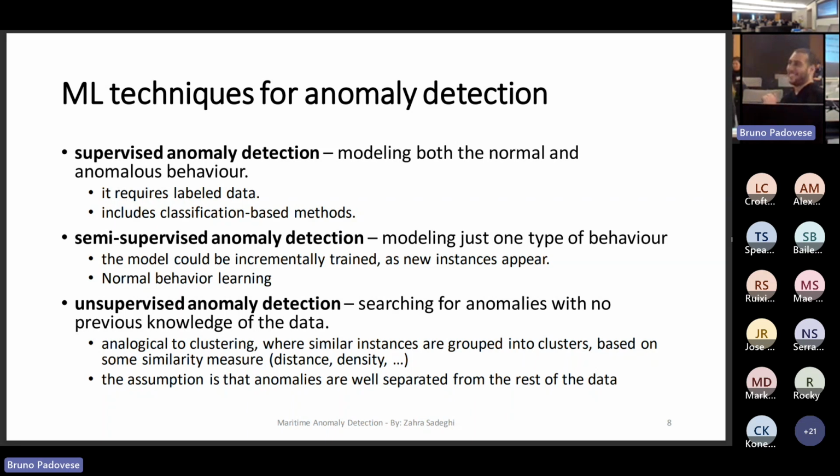Yeah, so I'm just going to briefly mention some of the ML techniques for anomaly detection. Broadly speaking, we can divide the ML techniques into three groups of supervised, semi-supervised, and unsupervised, and they differ based on the amount of label data that are required. The supervised method really needs a full amount of label data. The semi-supervised tries to alleviate this problem and requires less label data, and the unsupervised approach is where we don't need any label data at all.